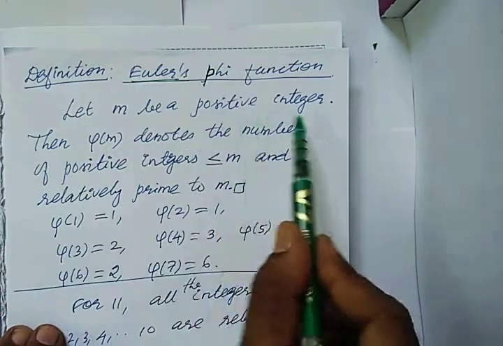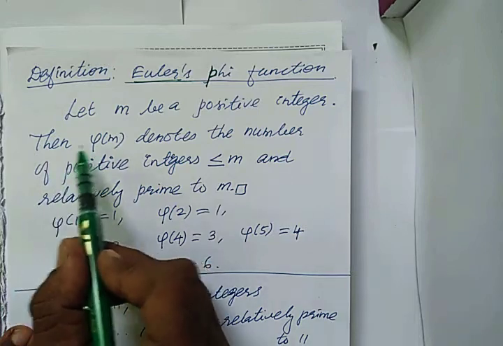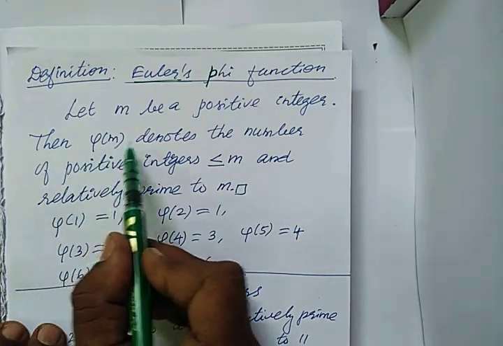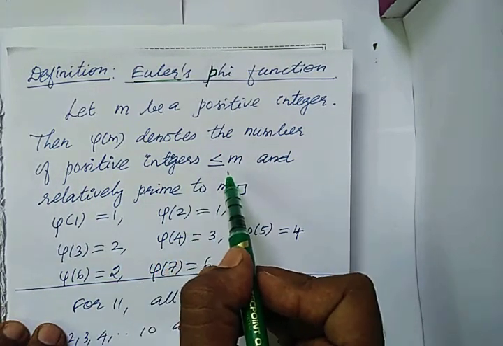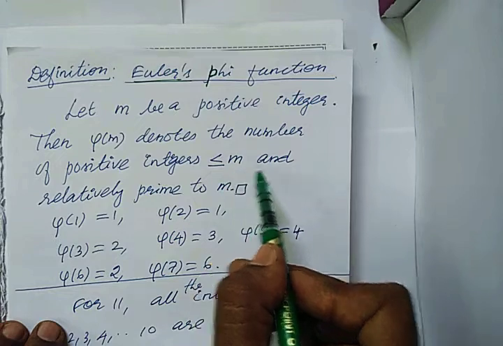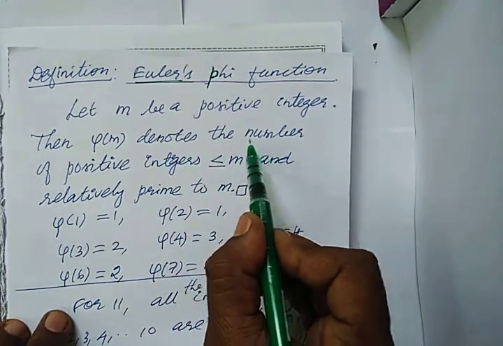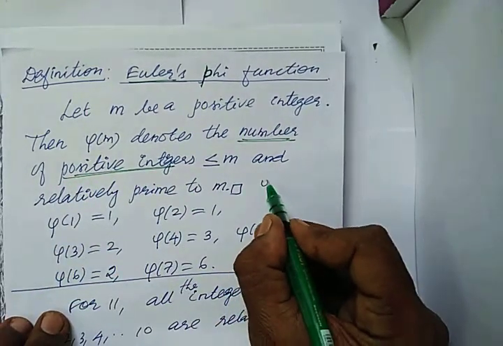Let m be a positive integer. What is phi of m? Phi of m denotes the number of positive integers less than or equal to m and relatively prime to m. It actually counts the number.